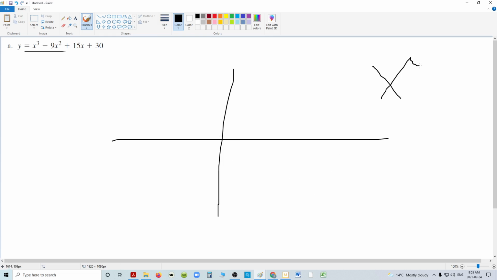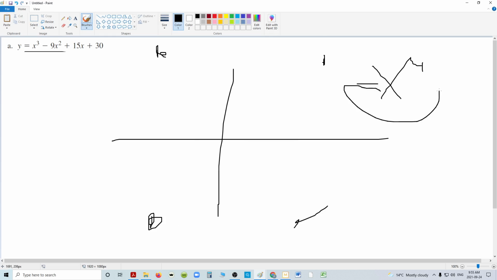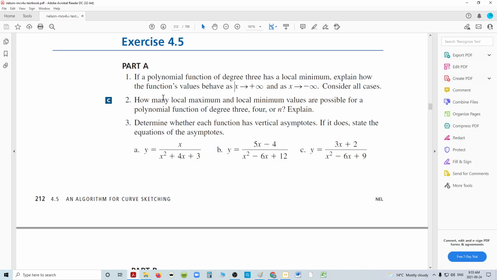When it's x to the 4, it always starts in this quadrant and ends in this quadrant, which means it can have 4 possible x-intercepts, 3 possible max-mins, 2 possible inflection points. If it has a negative in front of it, it starts in this quadrant and ends in this quadrant. So if you know the end behaviors of polynomials, it'll help a lot. How many local max or min values? I went through that. Determine the formulas of these vertical asymptotes.